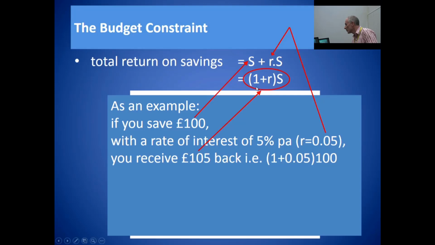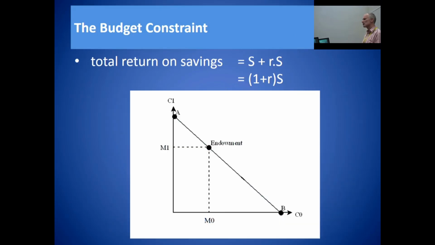So that's 1 plus 0.05, which is 1.05 times 100. There you go. So that is the total return on savings. So every S pounds that you save, you get that amount back. So that then is what the return on savings are. So think, what does that mean, the slope of this budget constraint is equal to that?